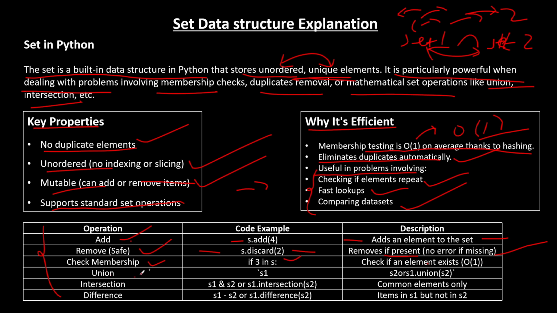Union means s1 or s2, any of the two. So if we have some values in set 1 and in set 2, and you make the union of both of them, it creates one big set of unique elements. Intersection is the common elements only, as I said, and difference, or subtraction, gives items in s1 but not in s2. Great. This is all about the set data structure we should know for solving any DSA problems. Now let's move to the next slide.